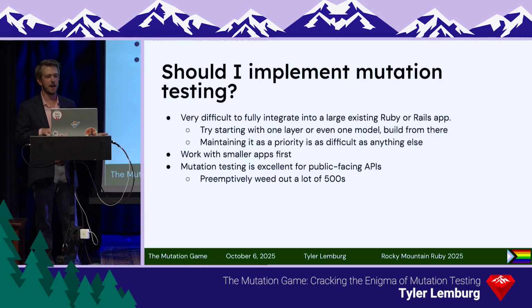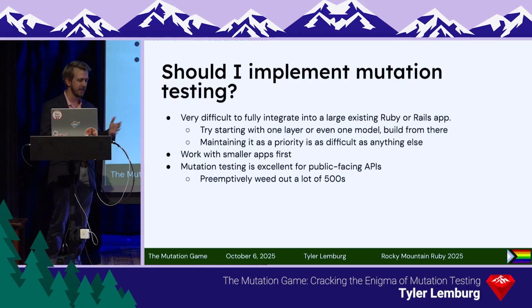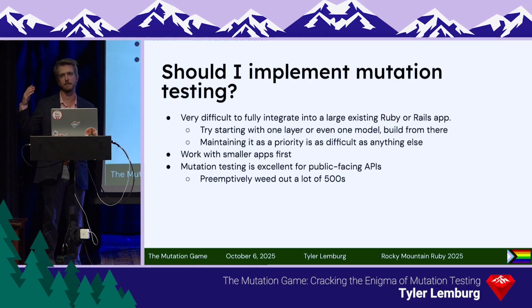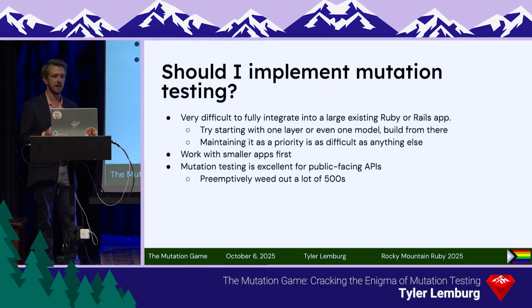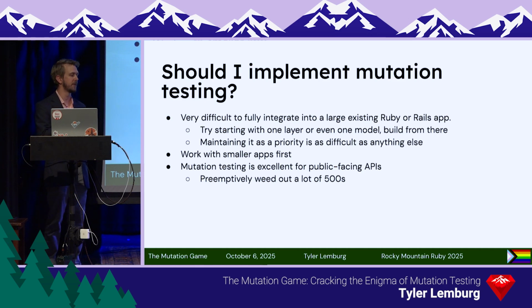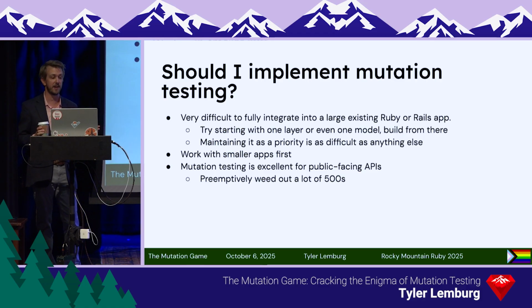However, if you work with smaller apps and have more isolated things, for example, at Ideon we have our big APIs, but then we also have some smaller UIs that just barely touch those to get some data. Those have been good places to use mutation testing. And for that point, though, it is excellent for public-facing APIs. You can really weed out a lot of your 500 errors just by having this technique.